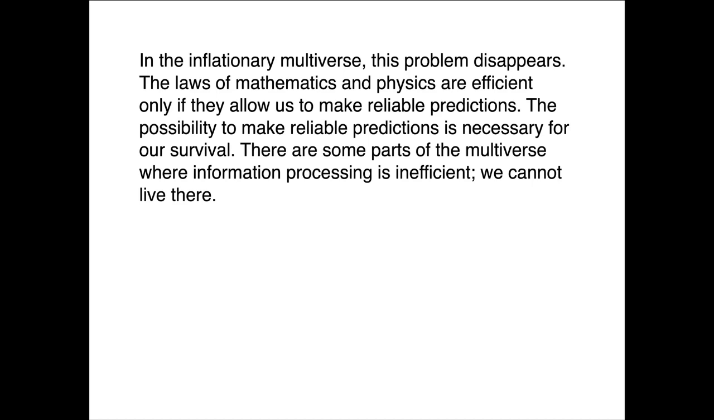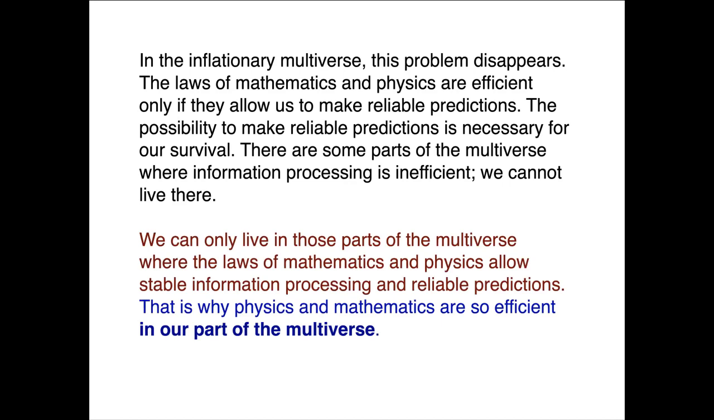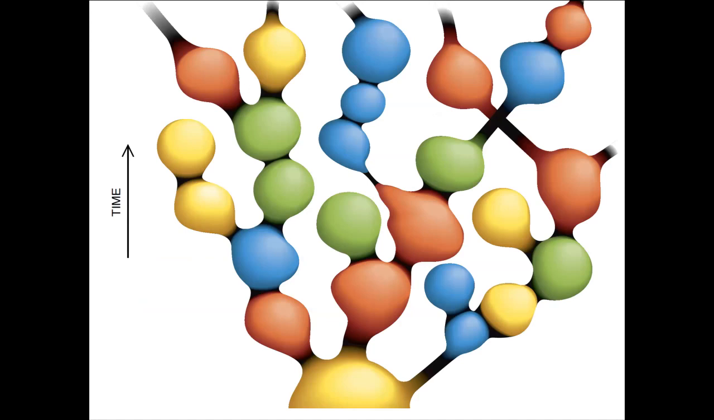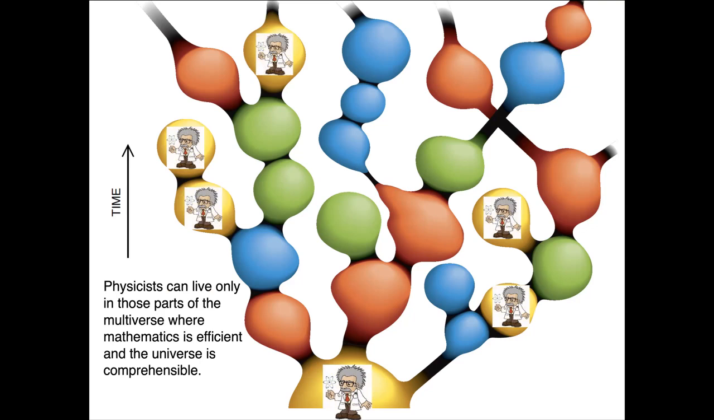So we can live only in certain parts of the multiverse. We, physicists and mathematicians, can live only in parts of the universe where physics and mathematics are so efficient as to allow our life and survival. Therefore, the picture of the universe looks like this: a multiverse which consists of parts producing new parts, up to infinity. And physicists can live only in those parts where mathematics is efficient and the universe is comprehensible. With that, I am finishing my incomprehensible talk. Thank you.